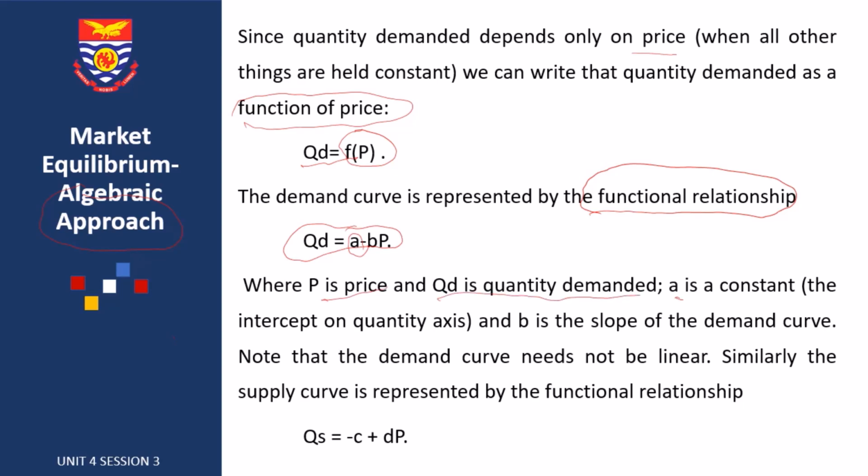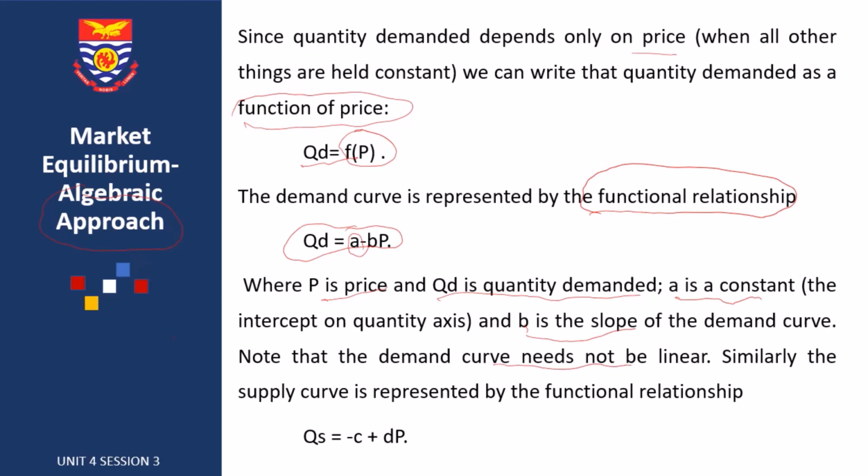A is a constant, that's what we mean by autonomous. That is the intercept on the quantity axis. And B is the slope. Since it's a downward curve, the slope should be negative. That's why we have the minus B. So the minus is just depicting that we have a negative slope. Note that the demand curve need not be linear. It's not always straight. It can be slanted in a way.